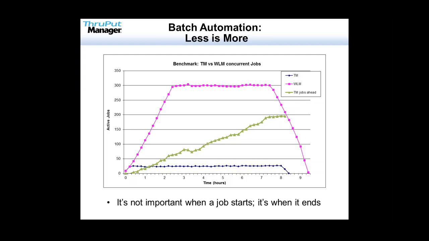Now, what I found most interesting was actually the green line. This shows the higher rate of job completion with TM automation. By halfway through the benchmark, TM automation had completed 100 jobs more than WLM. And like the line says, it doesn't matter when a job starts, it's when it ends.